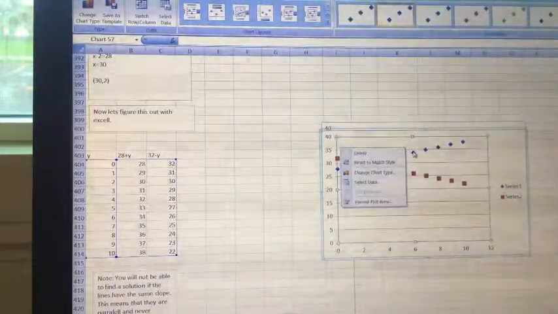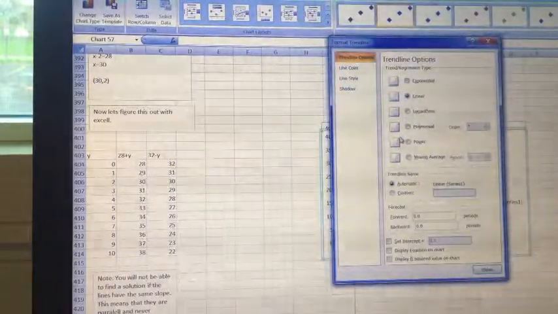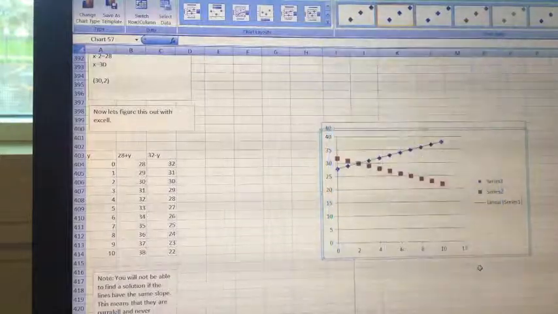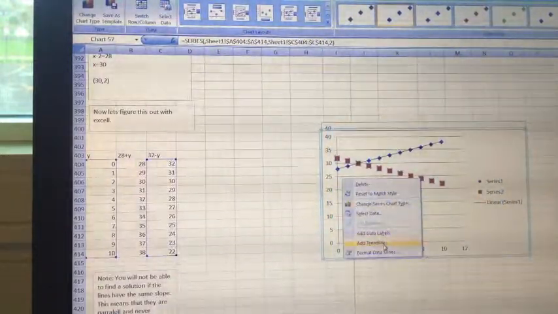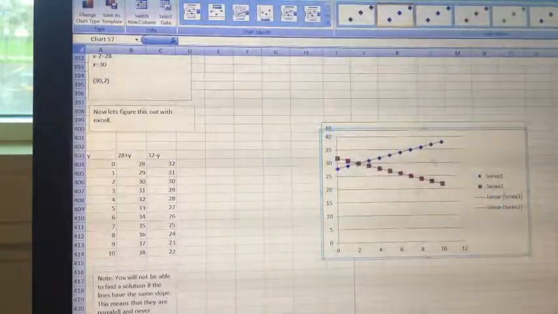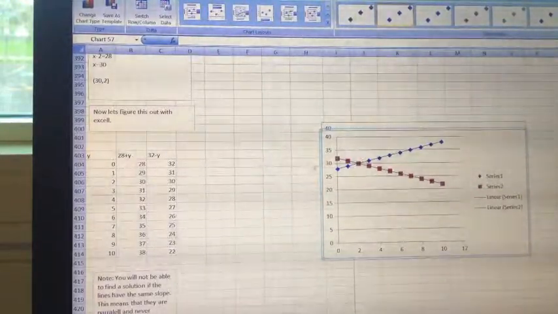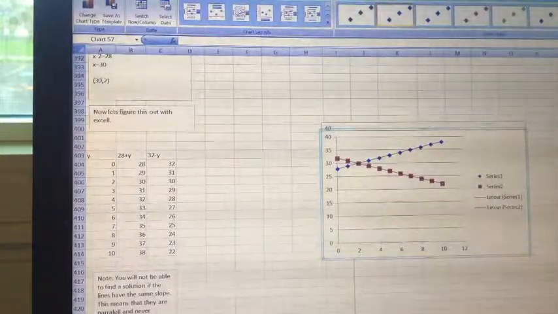So we can add a trend line if we'd like. It's not necessarily necessary, but we could add a trend line if we'd like. So we did linear, and let's do linear again. We'll add another trend line for you. Okay, so now we have both of our lines, and now you can see that they intersect right where we got our solution the last time.